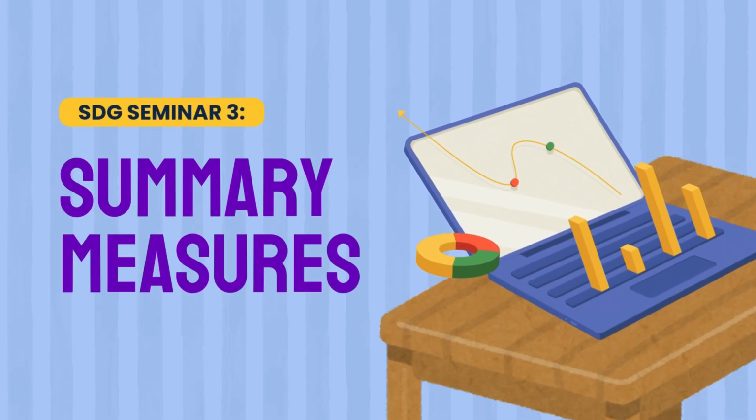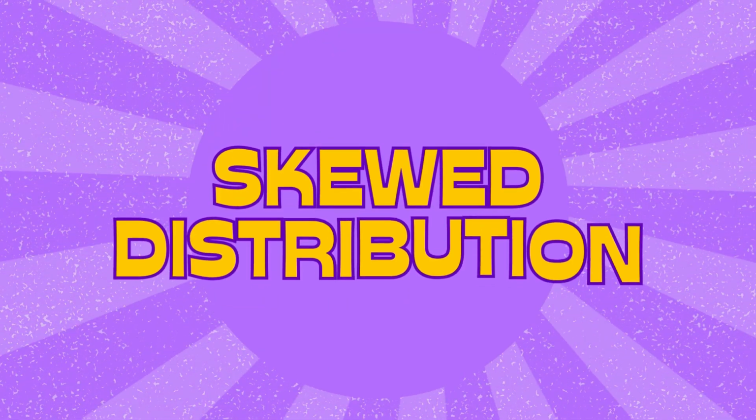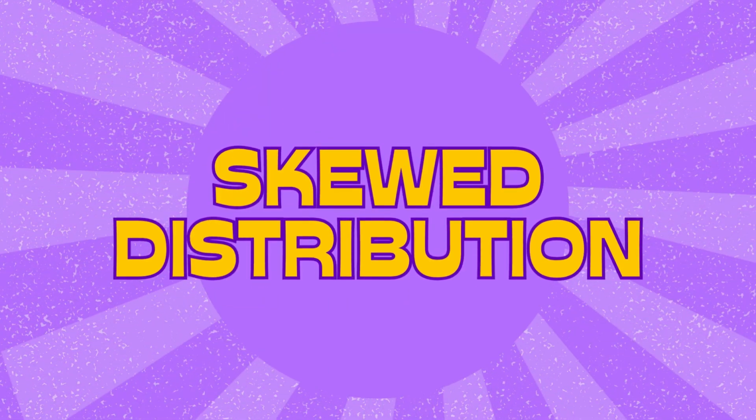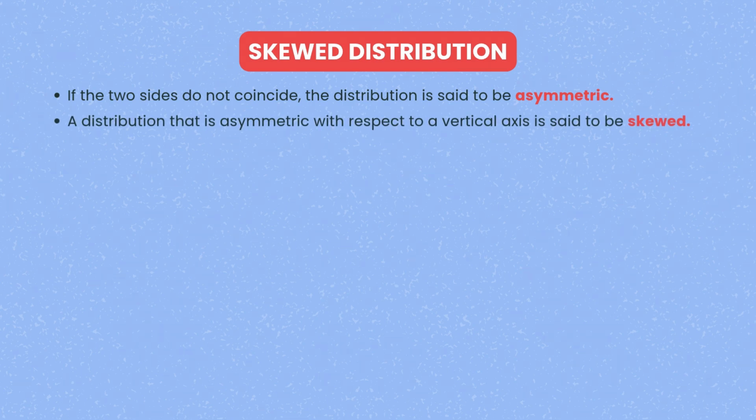Summary measures. Skewed distribution. Now, what about if it is not symmetric? This is called a skewed distribution. If the two sides do not coincide, the distribution is said to be asymmetric. A distribution that is asymmetric with respect to the vertical axis is said to be skewed.